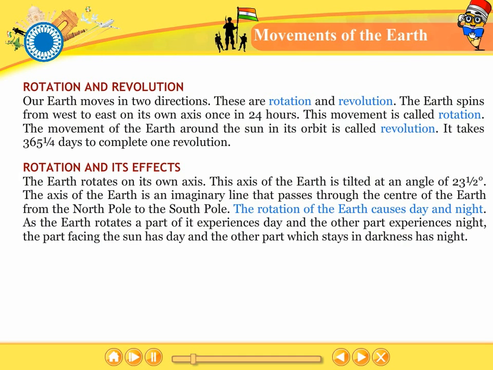Rotation and its effects. The Earth rotates on its own axis. This axis of the Earth is tilted at an angle of 23.5 degrees. The axis of the Earth is an imaginary line that passes through the center of the Earth from the North Pole to the South Pole. The rotation of the Earth causes day and night.